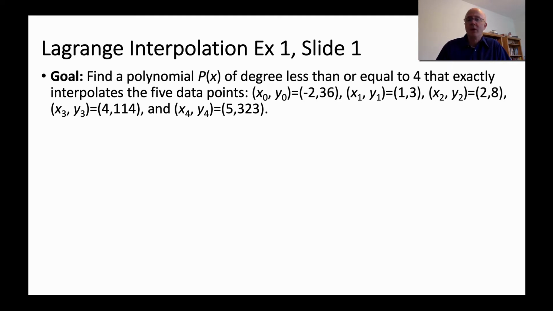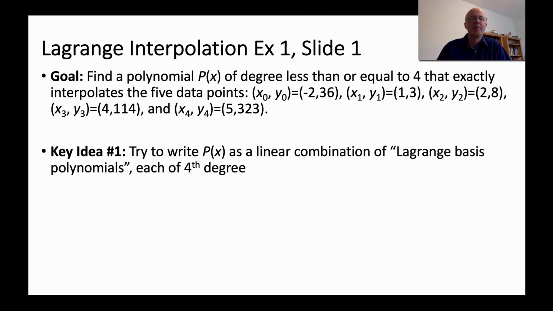These are the points that we want to go through exactly. Some terminology. The x's are called the nodes, and I will refer to those nodes quite often. In this case, they are -2, 1, 2, 4, and 5. Here's the first key idea.